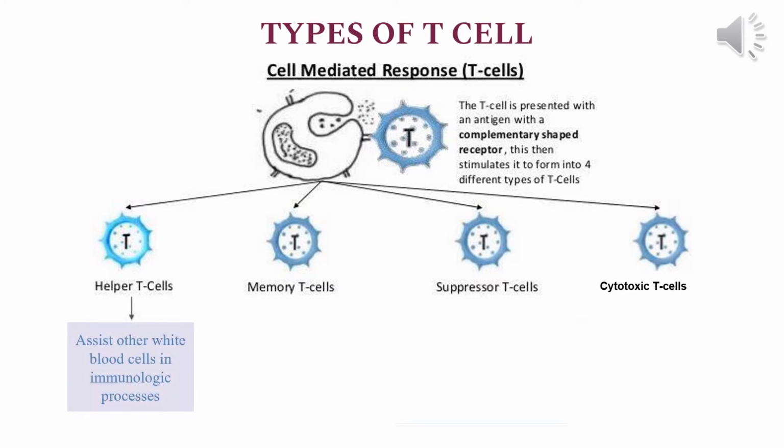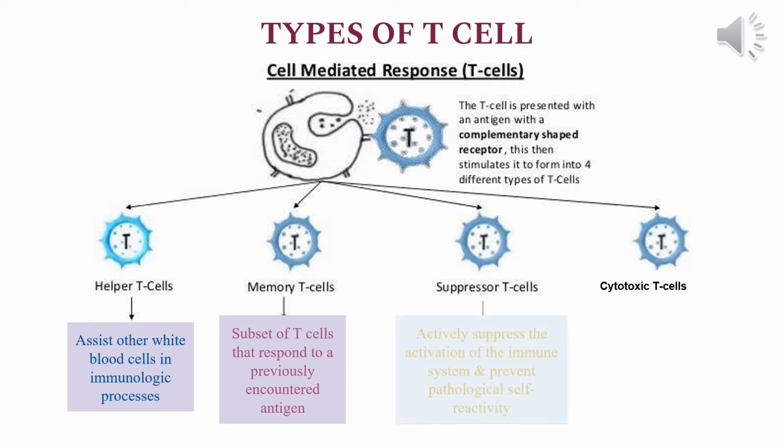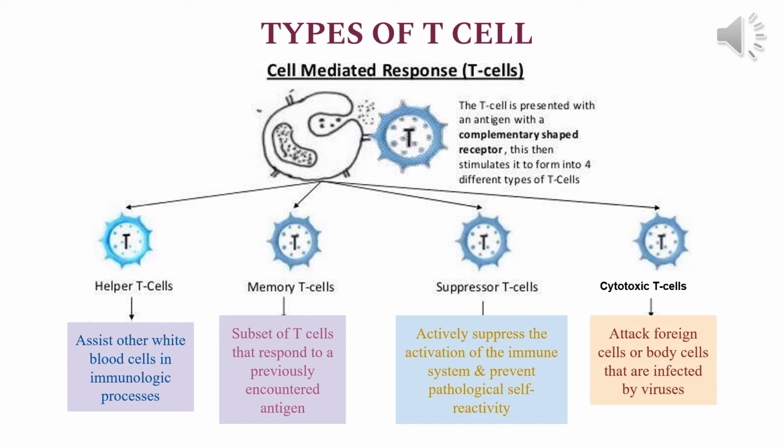Helper T cells assist other white blood cells in immunologic processes, while the memory T cells are the subset of T cells that respond to a previously encountered antigen. Suppressor T cells actively suppress the activation of the immune system and prevent pathological self-reactivity. The cytotoxic T cells attack foreign cells or body cells that are infected by viruses. Now, I will pass to Wan Xing to talk about the structural differences of the T cells.